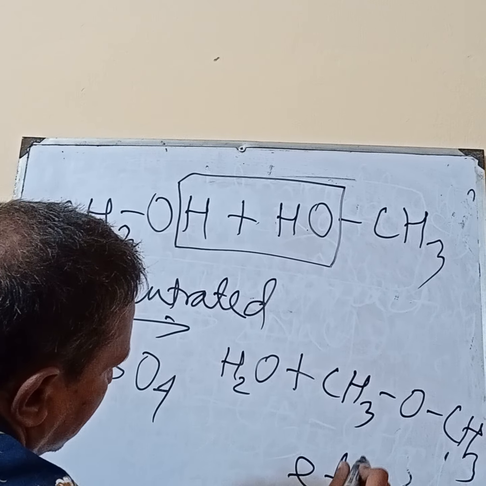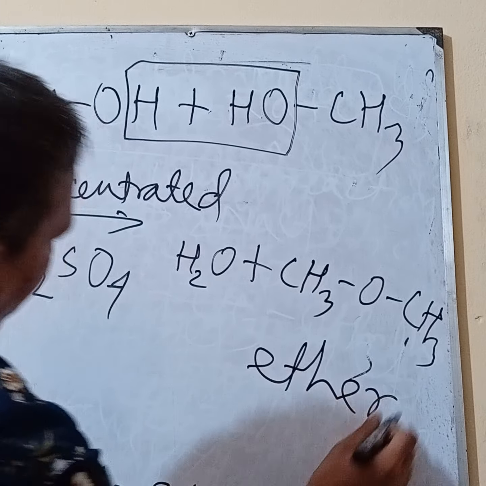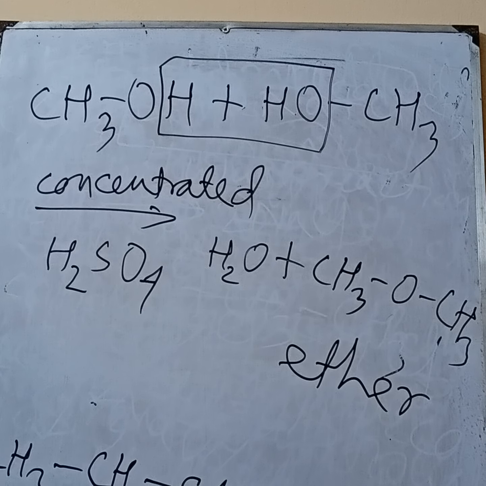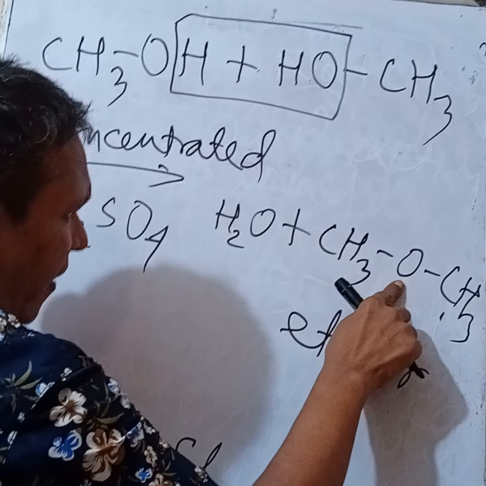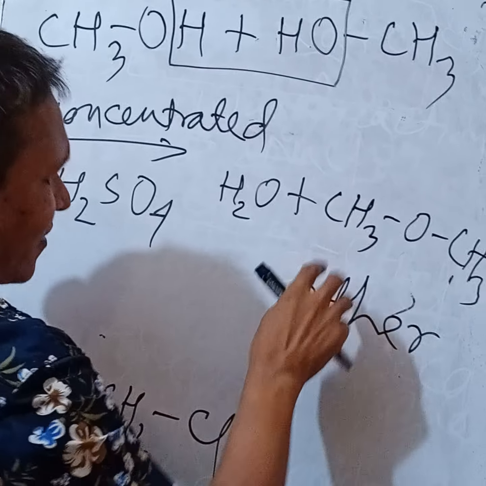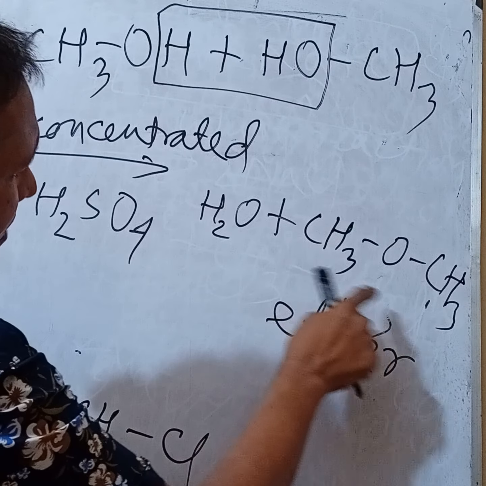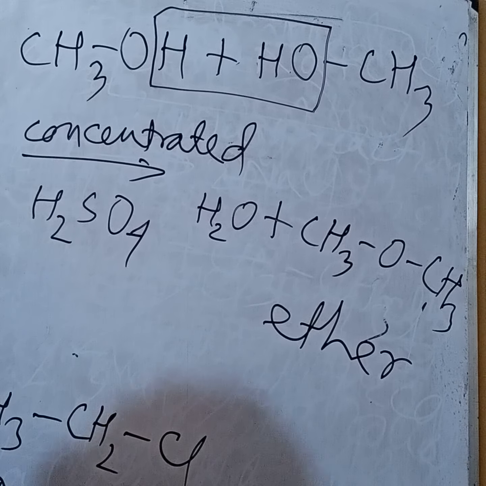Ethyl, diethyl. The ether symbol is O in the middle and two side alkyl radicals. O in the middle, two side alkyl radicals. This is the system to create ether.